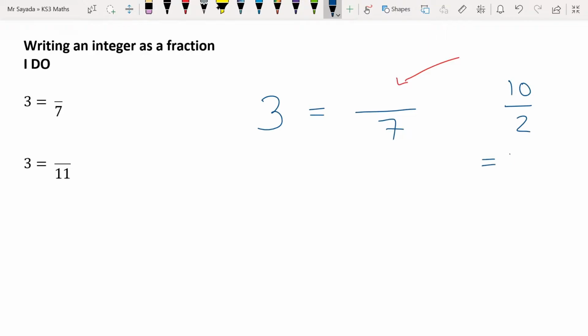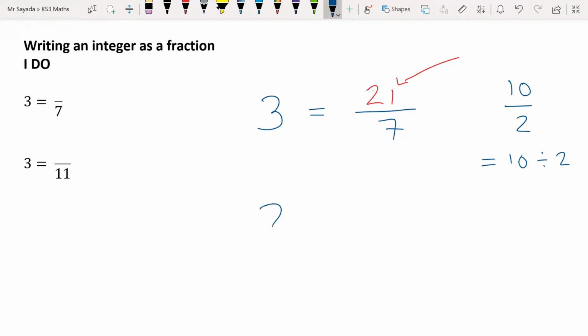10 over 2 means 10 divided by 2. That's what fractions mean. It's the top number divided by the bottom number. It's the numerator divided by the denominator. So we've got some number that we don't know, divided by 7 makes 3. So what must that number be? Well, it's 21. If you know your times tables, you know that 21 divided by 7 is 3.